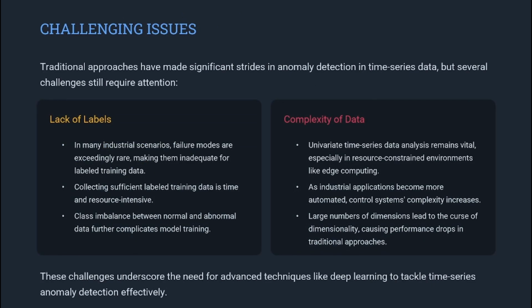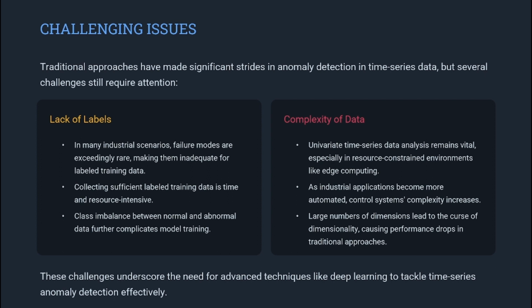Challenging issues that we faced: traditional approaches have made significant strides in anomaly detection in time series data, but several challenges still require attention. The basic challenges that we face are lack of labels and complexity of data. Lack of labels: in many industrial scenarios, failure modes are exceedingly rare, making them inadequate for labeled training data. Collecting sufficient labeled training data is time and resource intensive. Class imbalance between normal and abnormal data further complicates model training.